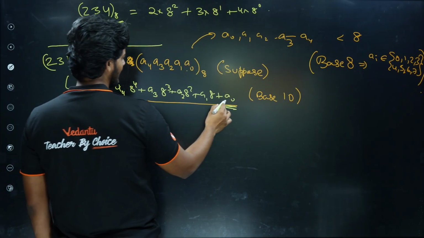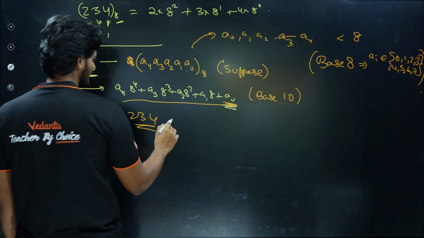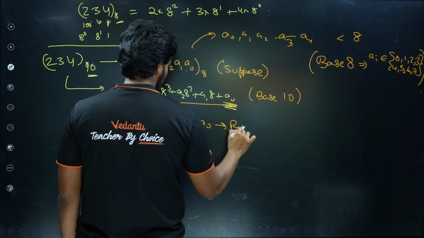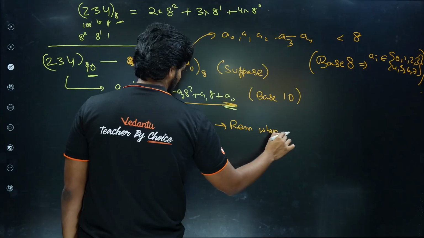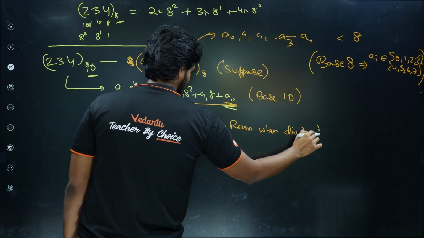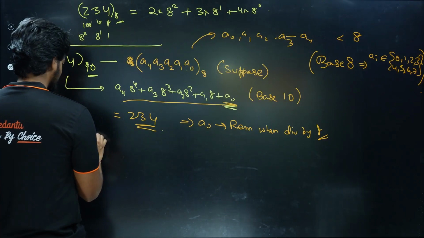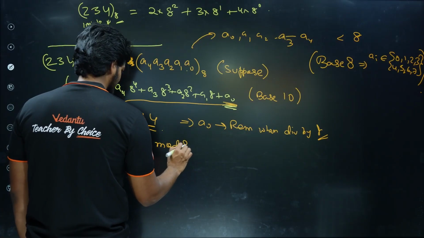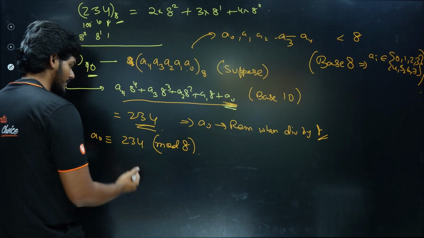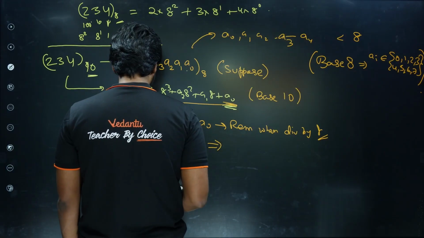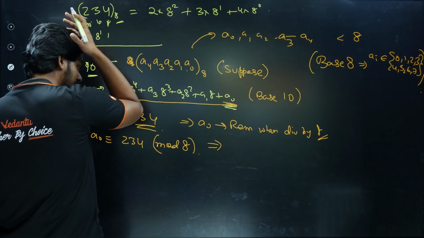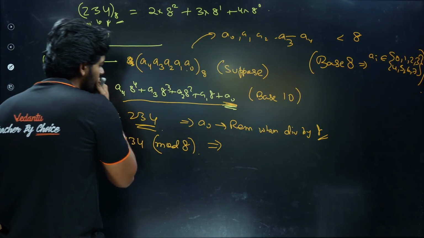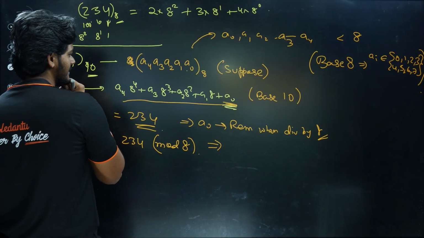Do you notice that a0 is basically the remainder? So a0 is the remainder when 234 is divided by 8. Do you see that? So a0 is equal to simply 234 mod 8. What is that? You do mod 8, write the remainder. What is the remainder?